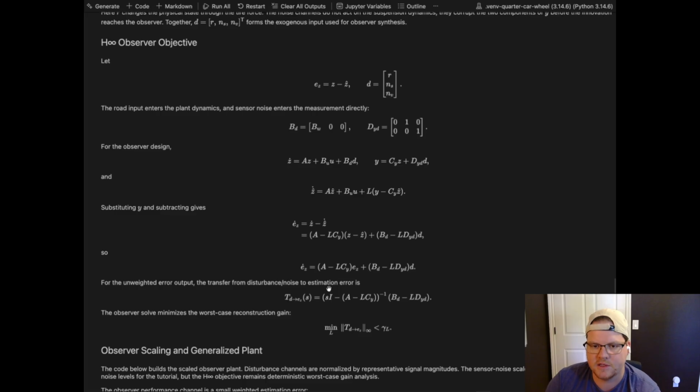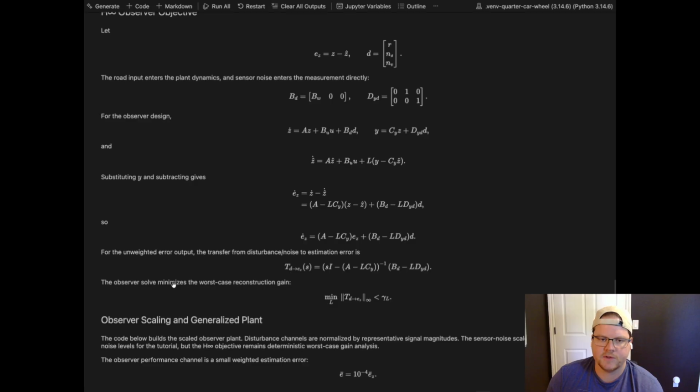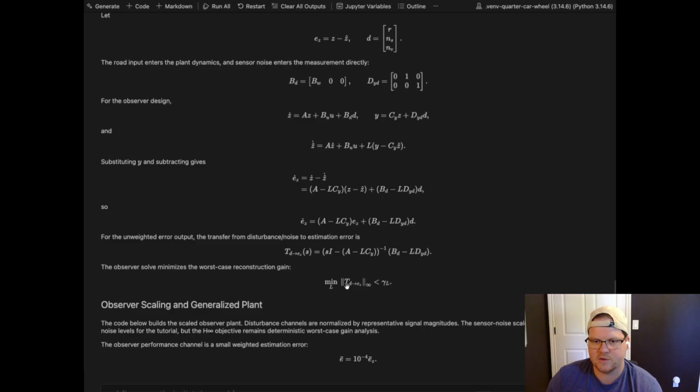So then basically we're getting the EZ over the D in the Laplace transform, right? So we have this as a function of frequency, right? So then we have this on the front, and then which would be, this needs to be invertible, and then multiplied by the BD minus LD YD. Okay, so the observer solves the minimum worst case reconstruction gain of that transfer function. So we're minimizing the Luenberger L such that this H infinity gain of the disturbance and the reconstruction error is less than our least upper bound gamma L. And that's our performance objective.